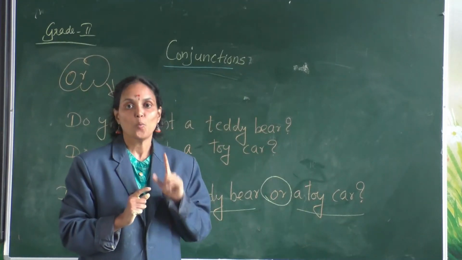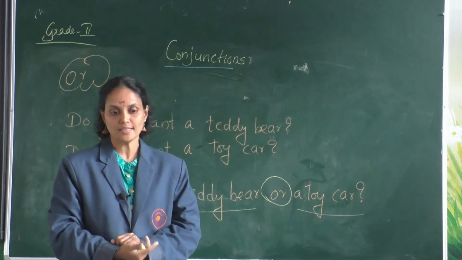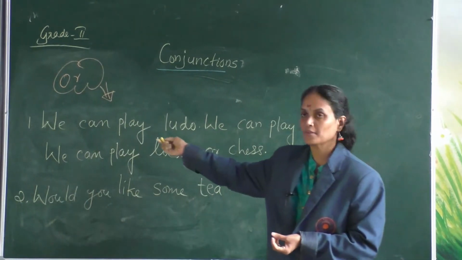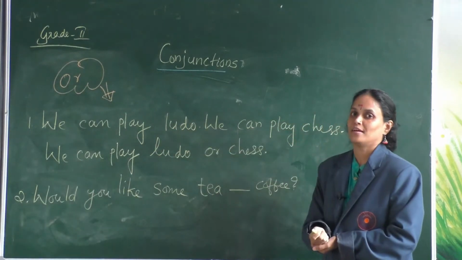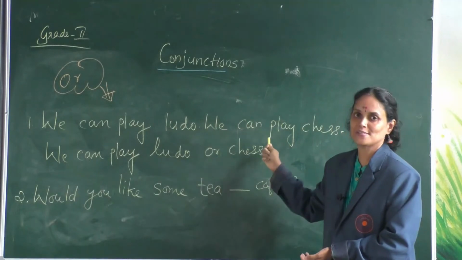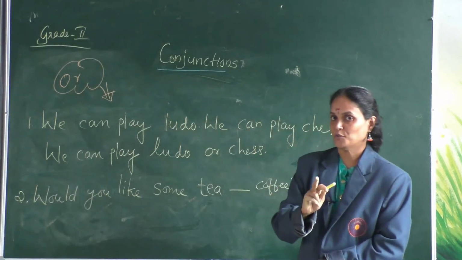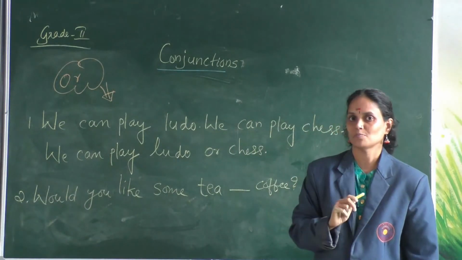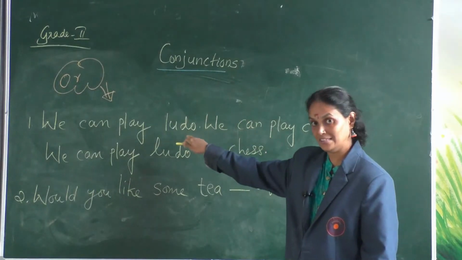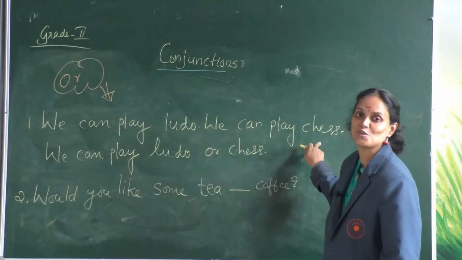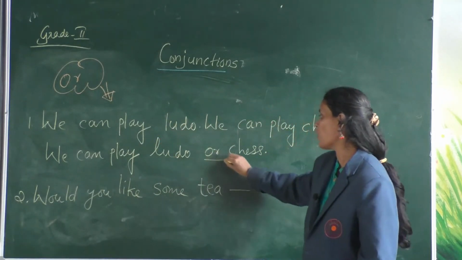Or is used when there is a choice. Let's do some more examples here for better understanding. Look at the sentences given here. We can play Ludo. We can play chess. Here we are going to join these two sentences by using the conjunction or. As I told you, or is used when there is a choice. Correct? Here two options are here. We can play either Ludo or we can play chess. Correct? Yes. We can play Ludo or chess.